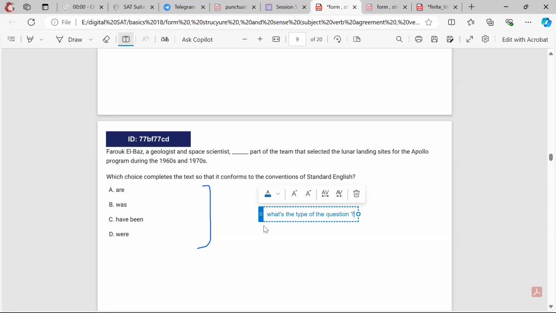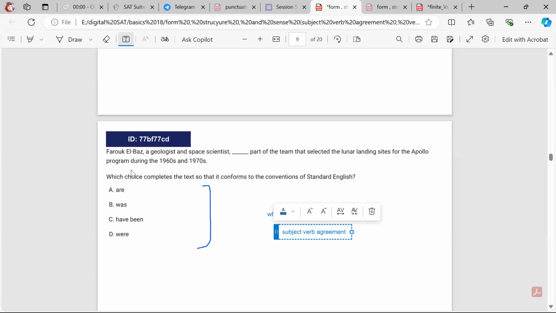What's the type of that question? Is it subject-verb agreement, verb tense, finite or non-finite? Excellent, subject-verb agreement. Why? Let me choose someone to help me. Why are you saying, guys, that it's subject-verb agreement? Aisha? Yes, miss. Why are your friends saying it's subject-verb agreement? Because it's one scientist, so we're choosing the single verb.